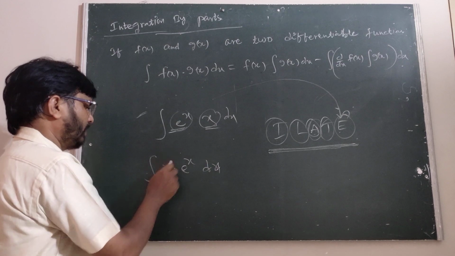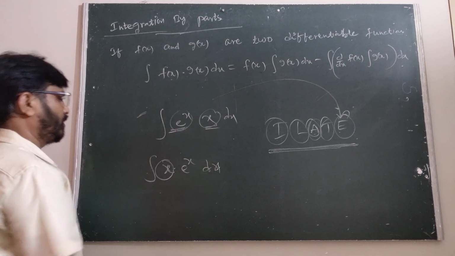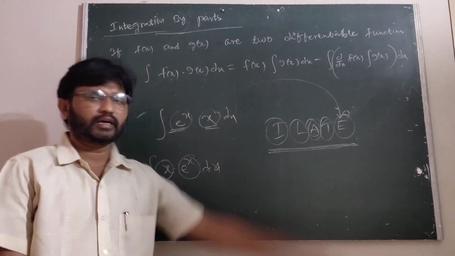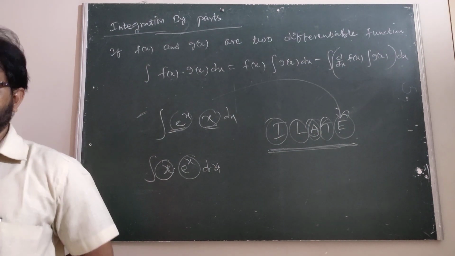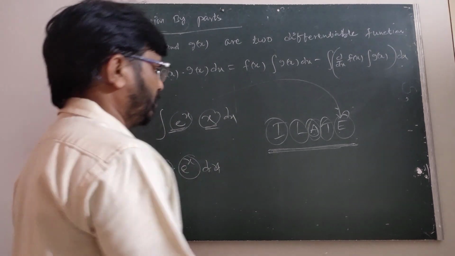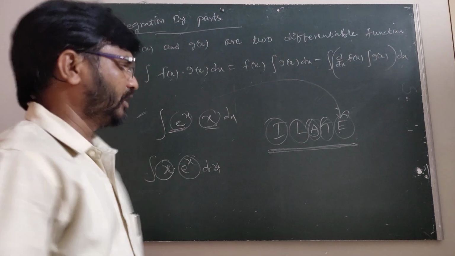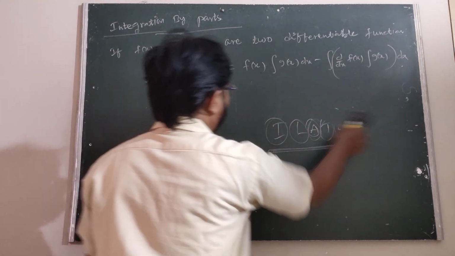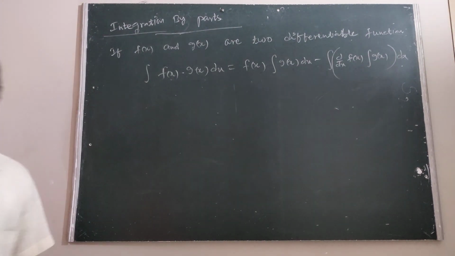That's why we take the first function as f(x), and the second function as g(x), in the order of ILATE. I is the inverse, L is the logarithmic function, A is the algebraic function, T is the trigonometric function, E is the exponential function. First of all, we have to prove this one. So how to prove it?